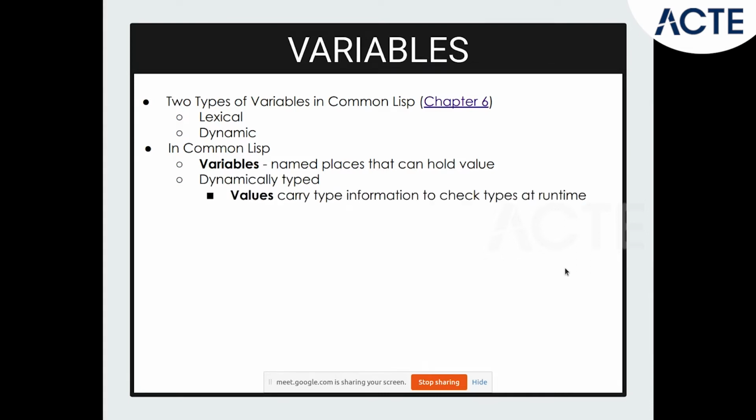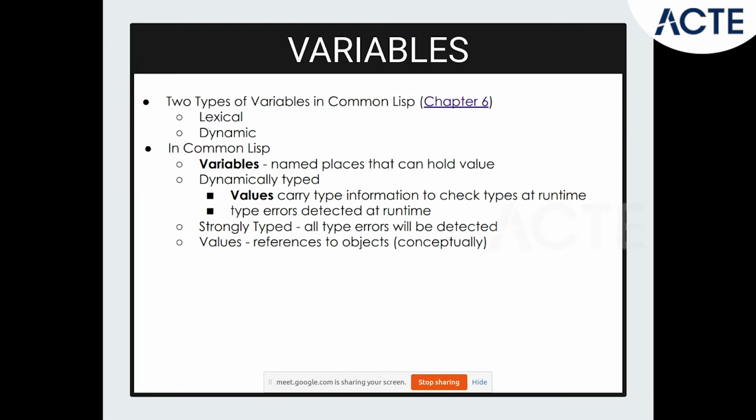So they are named places. Just a recap. We went through this variables thing. So in Common Lisp, variables are named places that can hold values. They're dynamically typed, so you don't have to specify the type here. Values carry the type information, and the values will propagate that information, and the types are checked at runtime, and type errors are detected at runtime. So it's completely dynamically typed.